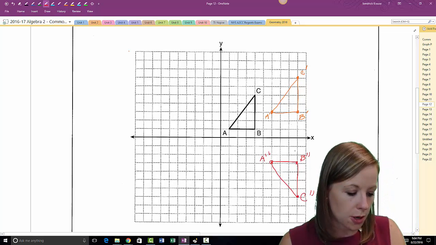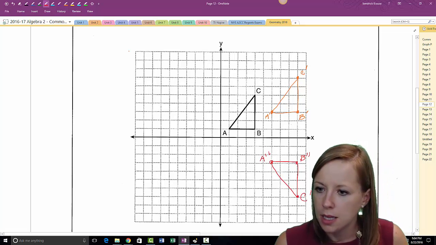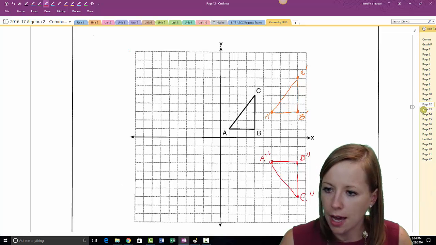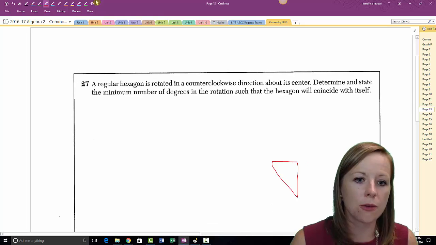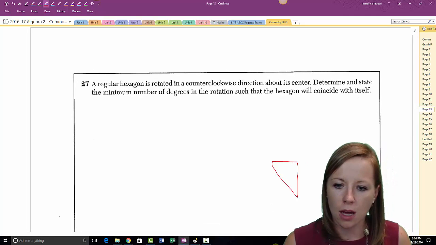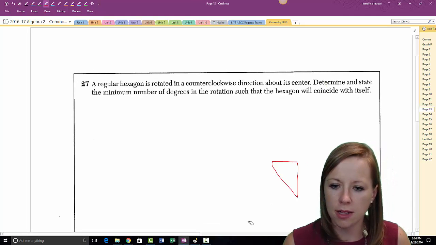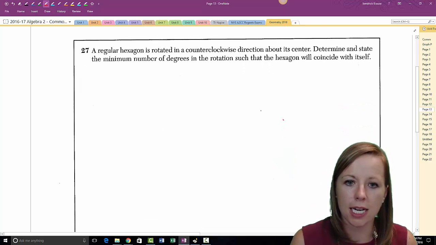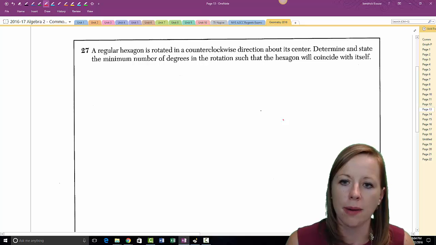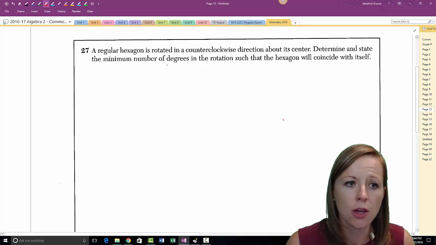Let's do one more before I cut this video. Number 27 was actually pretty easy if you were thinking about it. Let me get rid of this triangle. Some things are lingering here. A regular hexagon is rotated counterclockwise about its center. Determine and state the minimum number of degrees in the rotation such that the hexagon will coincide with itself.